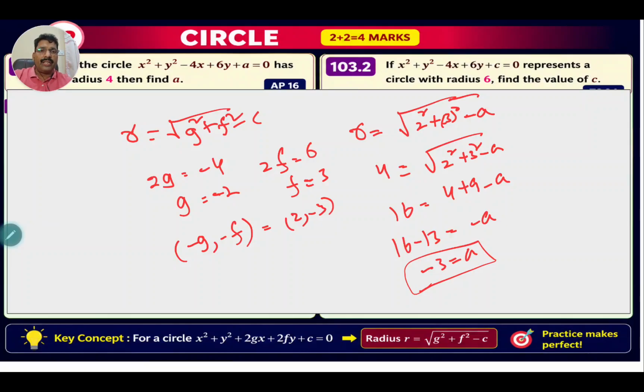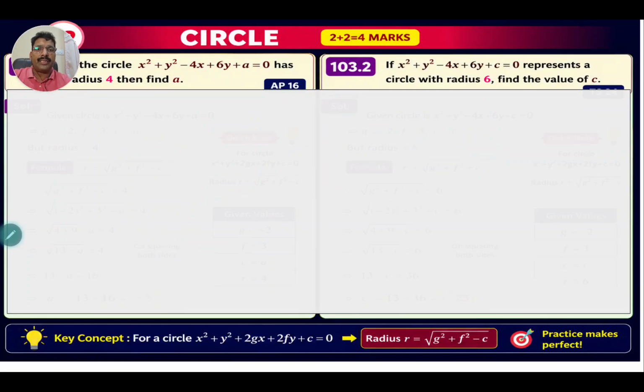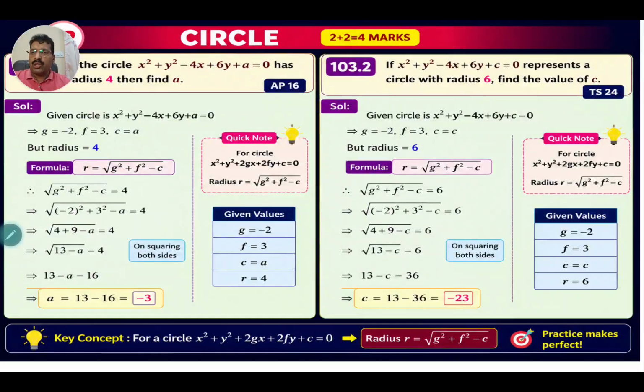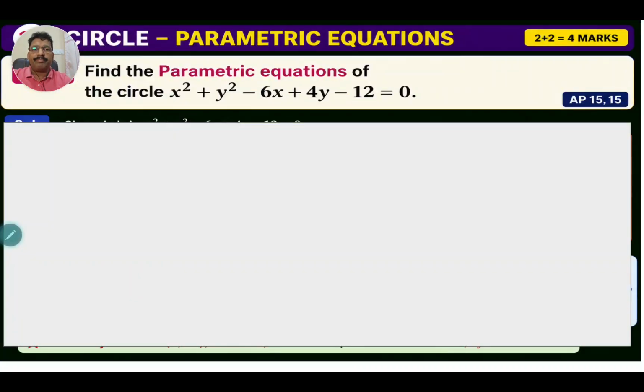Here see the next question, x² + y² − 4x + 6y + c = 0 represents a circle with radius 6, find the value of c. Now you see the solution for both the questions. First question, radius formula under root g² + f² − c, that is given as 4, we got a value −3. Similarly for second question also, c value we got −23. We will go for the next question.